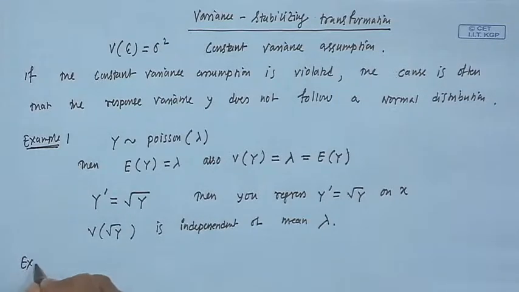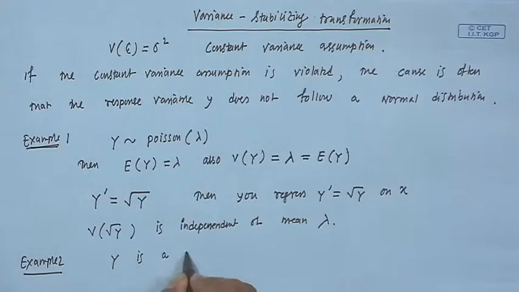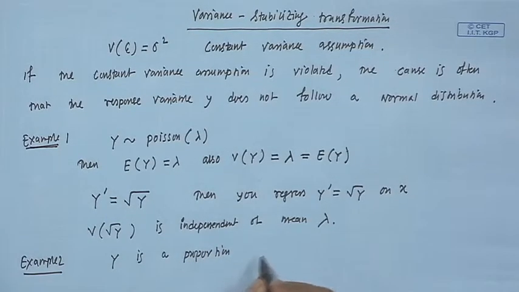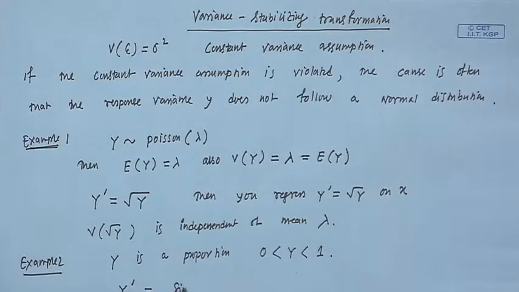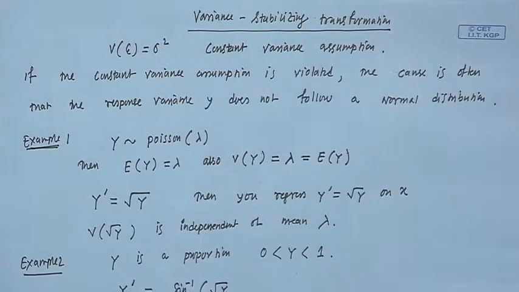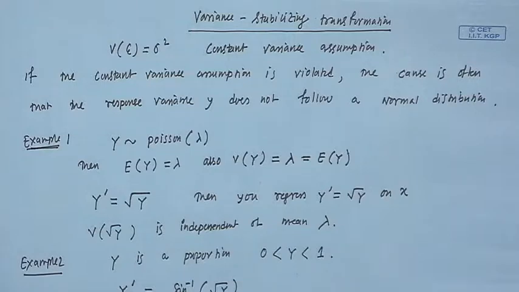So, the second example, example 2, suppose the response variable y is a proportion between 0 and 1, and when y is a proportion between 0 and 1, we have seen in the residual plot that the residual plot sort of follows a double bow pattern, and here we take the transformation y prime, which is equal to sine inverse square root of y, to make the variance of the response variable constant.